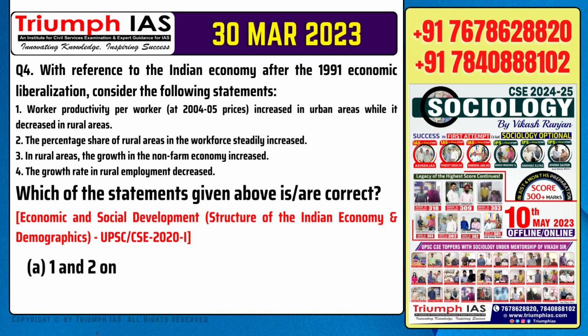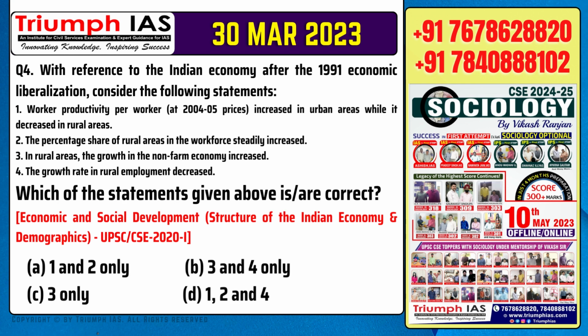Question number 4. With reference to the Indian economy after the 1991 economic liberalization, consider the following statements. 1. Worker productivity per worker at 2004 to 2005 prices increased in urban areas while it decreased in rural areas. 2. The percentage share of rural areas in the workforce steadily increased. 3. In rural areas, the growth in the non-farm economy increased. 4. The growth rate in rural employment decreased. Which of the statements given above are correct? Option 1. 1 and 2 only. Option 2. 3 and 4 only. Option 3. 3 only. Option 4. 1, 2 and 4.